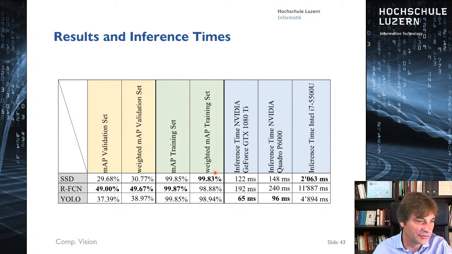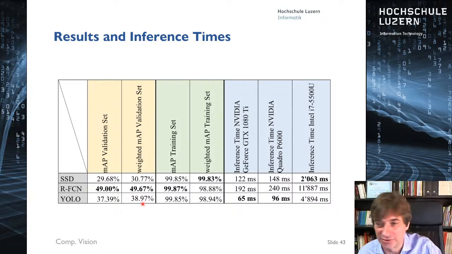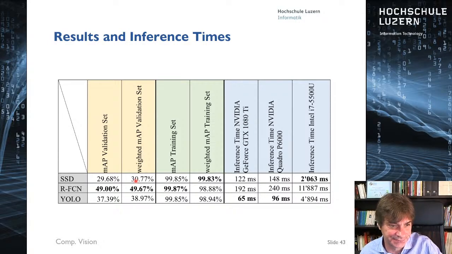So if you compare, first of all, on the training set, they all were very good. We measure here the mean average precision over all the classes, and on the validation set it was less good, so only about half as many detections, but the RFCN had almost 50% correct detections, while the SSD and the YOLO had lower rates here, where YOLO was still a bit better than the SSD.